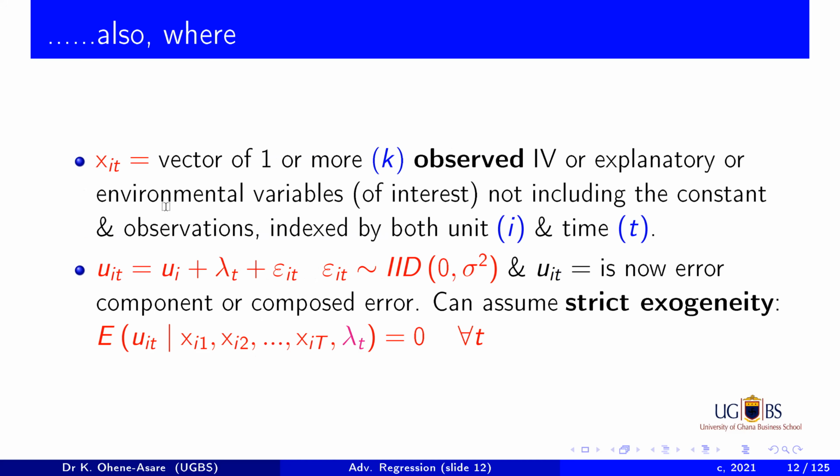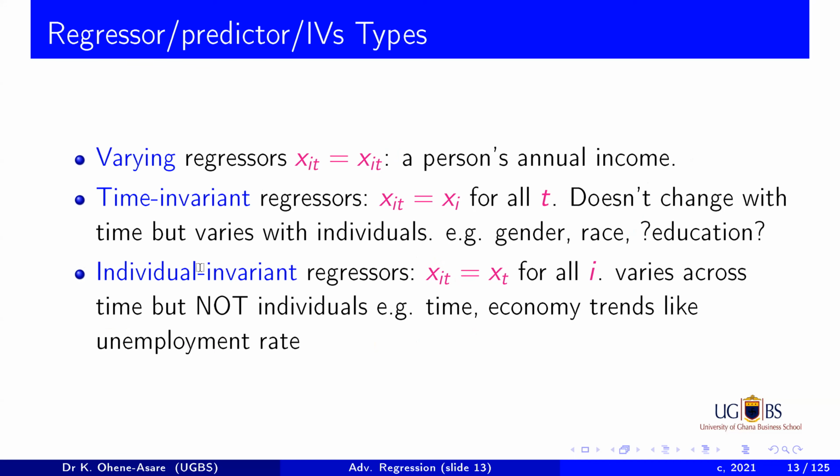First, note that the independent variable is a vector of observed or explanatory variables. We call it environmental variables, the variables of interest. It does not include the observations and the constant. The Uit, the error term, we've said that it is independent and identically distributed with a zero mean and a constant variance. It's composed, and we'll look at each of the components. But before that, let me share something with you about the explanatory variables.